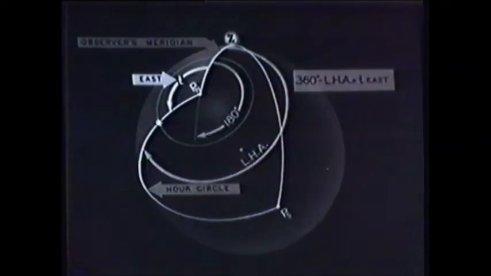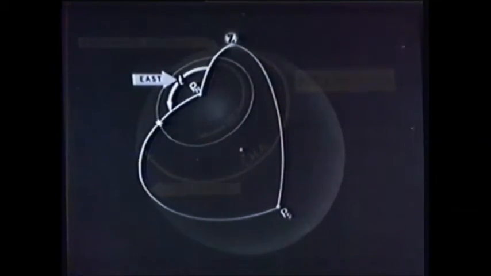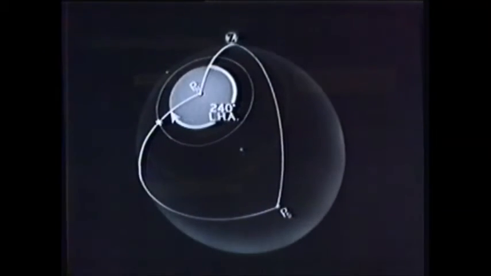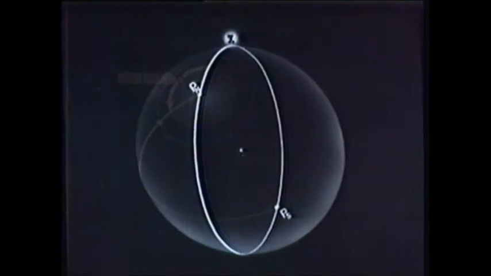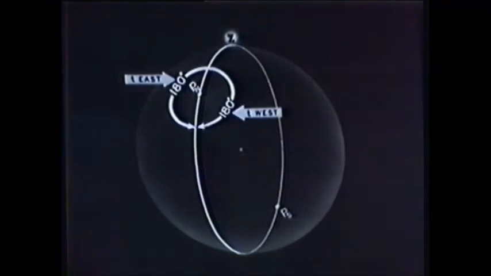For example, if the local hour angle is 240 degrees, then taking 360 and subtracting the local hour angle from it, we have the meridian angle, which is 120 degrees east. From this, it can be seen that the meridian angle of a body has limits from 0 to 180 degrees, east or west of the local meridian.